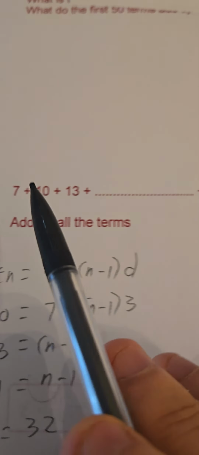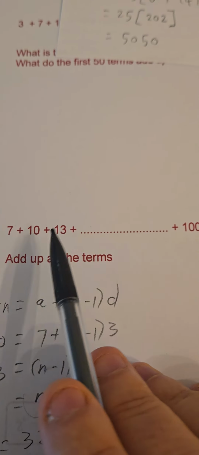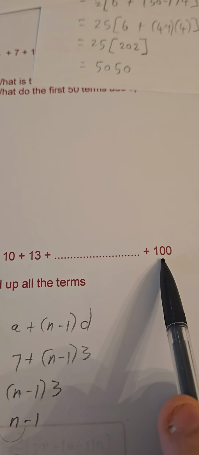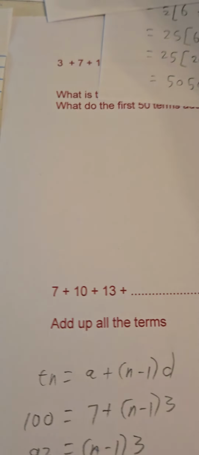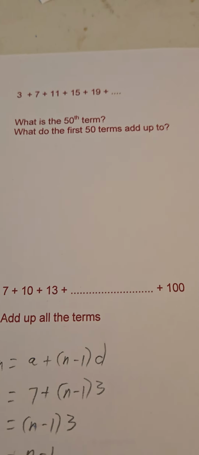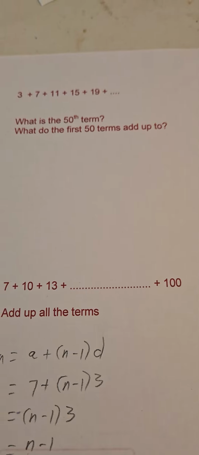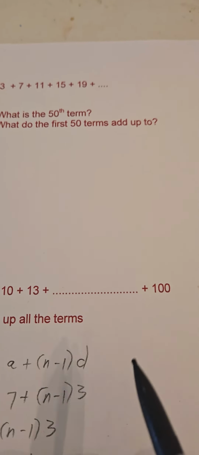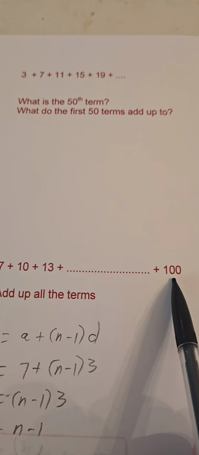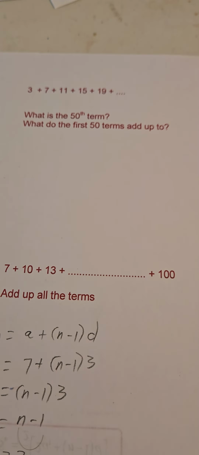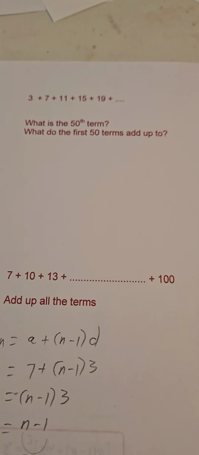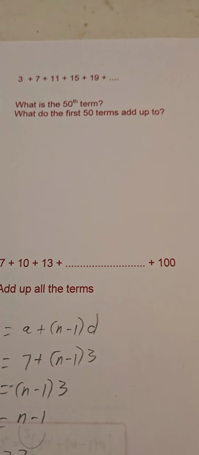And now one other question that I made up. Here's another sequence, 7 plus 10 plus 13, dot, dot, dot. The last term is 100. Add up all the terms. So this question is similar to the previous, except other information is given. Before, they told us how many terms, but they didn't tell us what the last term is. Here they tell us the final term, but they don't tell us how many terms there are. So it's the same question, but different information given.